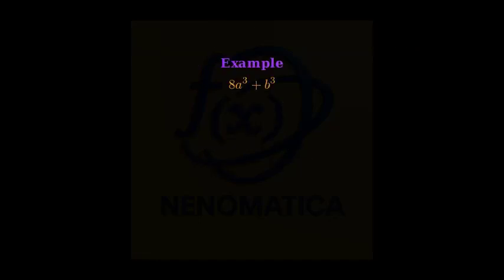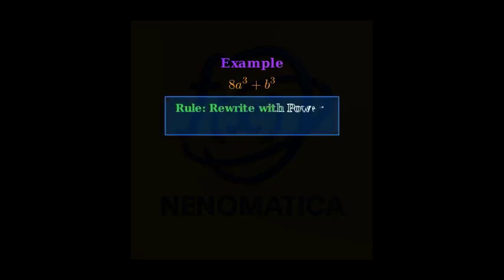We need to factorize 8a cubed plus b cubed. First, let's rewrite this in a form where we can apply our sum of cubes formula. We can rewrite 8a cubed as (2a) cubed. Now we can apply our formula for the sum of cubes.